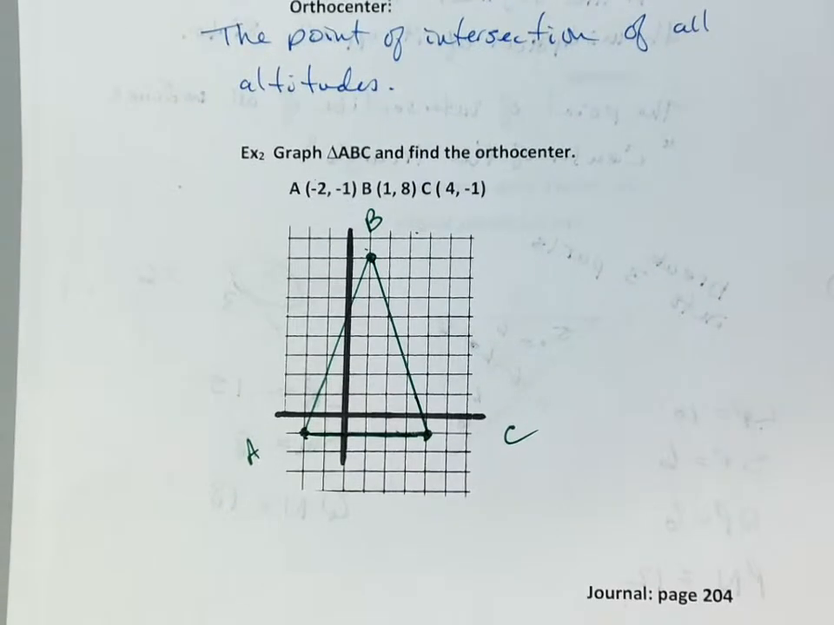Now, with altitudes, I don't care if it goes through the middle. Say it again. Altitudes don't always go through the middle. They don't have to go through the middle. Everybody got that? They do not have to go through the middle. If they do, then we've got an isosceles triangle.